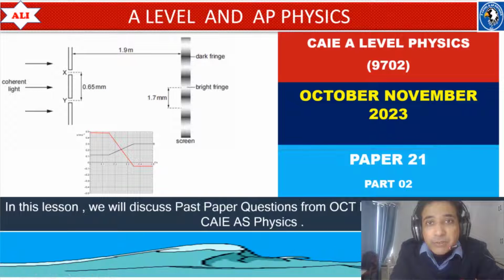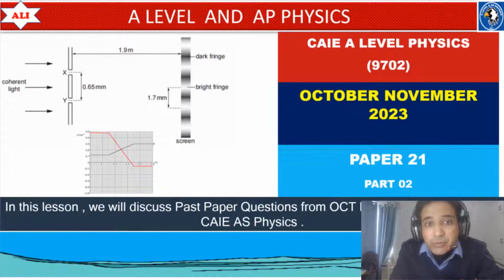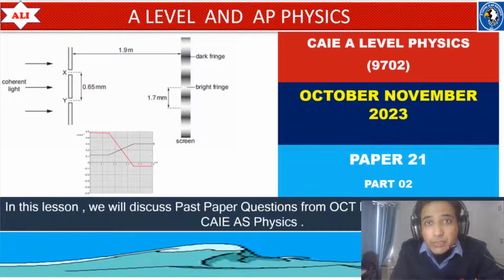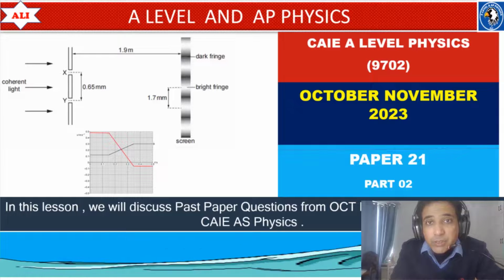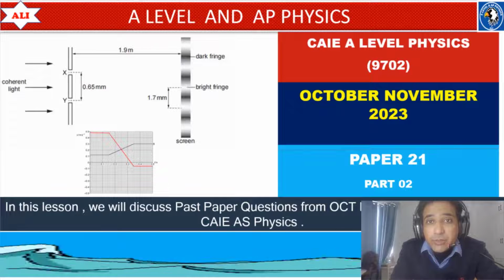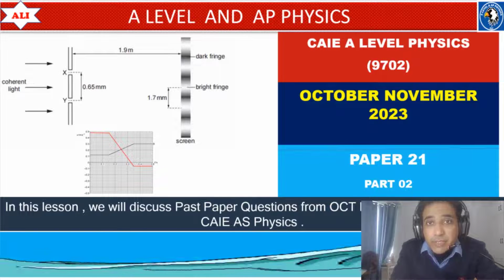In today's lesson, we will discuss past paper questions from October-November 2023 Paper 2 Variant 1. As always, we will discuss these questions in detail so you can improve your conceptual understanding of physics and also have a better understanding of these exam questions.